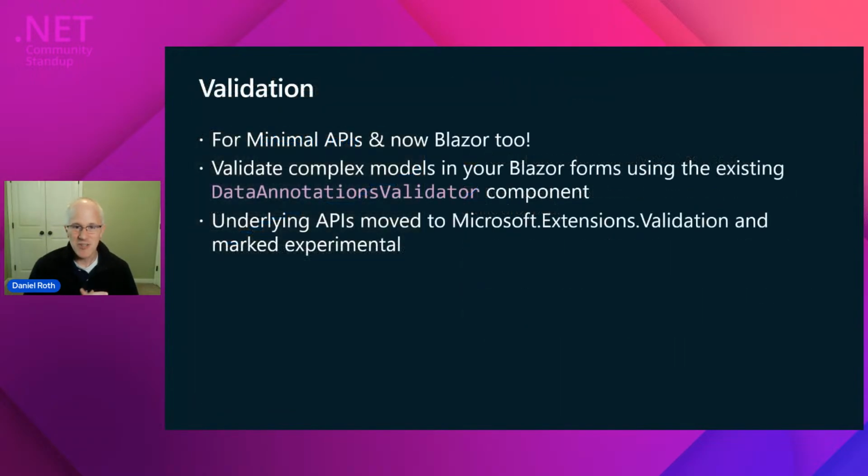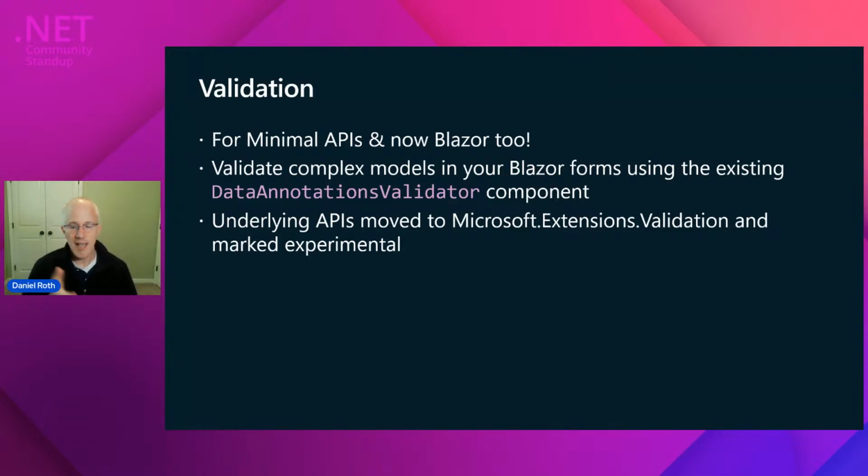Next, I wanted to share some updates about the new validation support that's in .NET 10. You may have seen previously that we added support for validation to minimal APIs in earlier .NET 10 previews, and that included support for validating nested complex models. Well, these validation capabilities are now available for Blazor too. This means you can now validate nested complex models in your Blazor forms, just like you can in minimal APIs. We've integrated this new support into the existing data annotations validator component, so you can use it to validate your models in a familiar way.